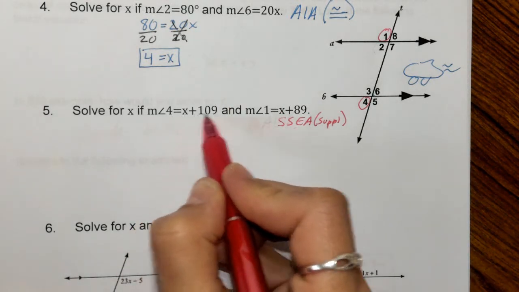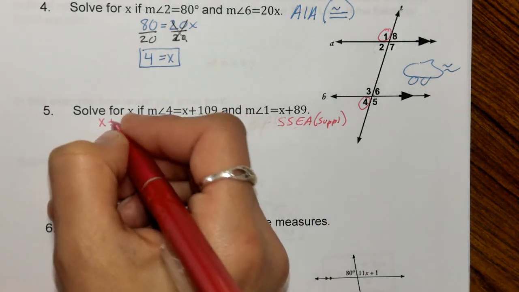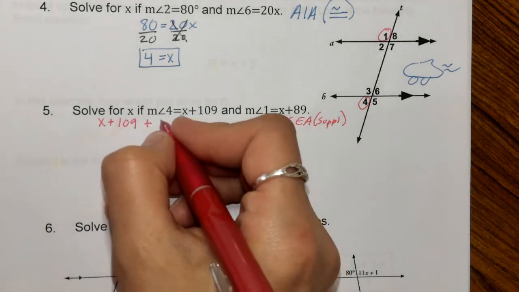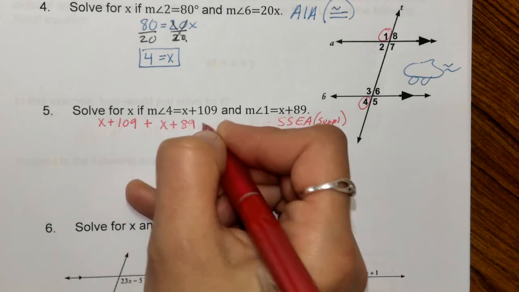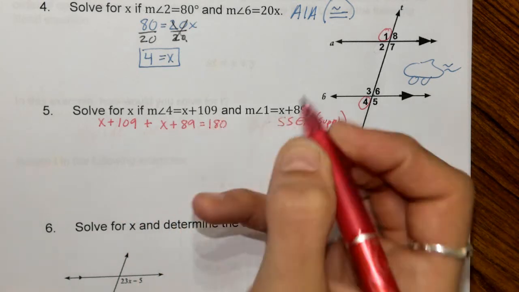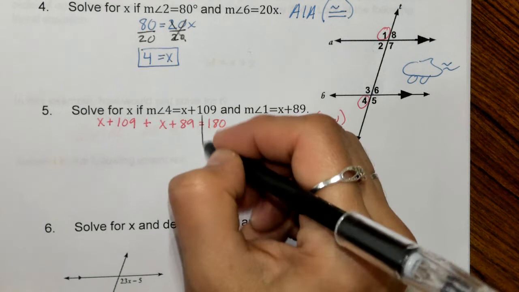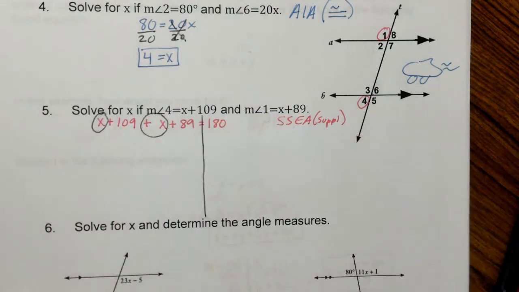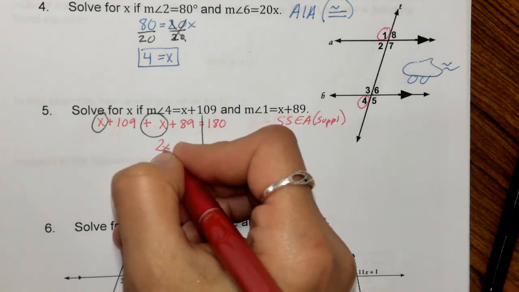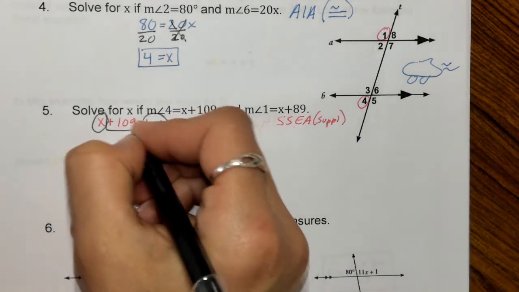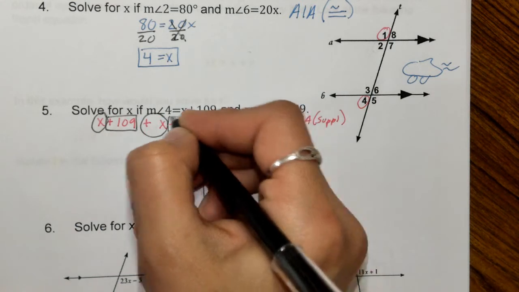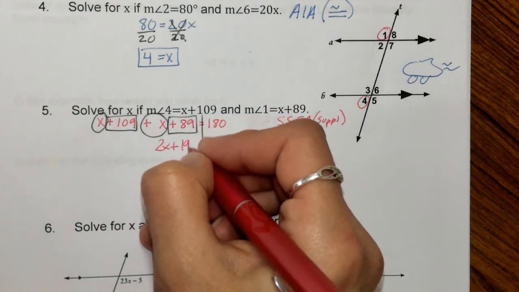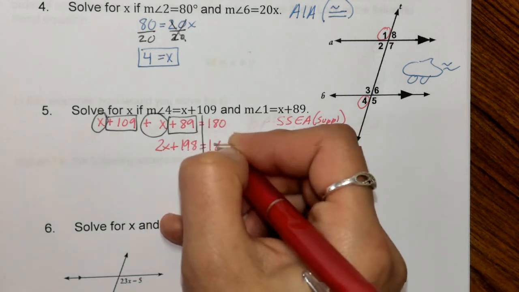So we have x plus 109 plus the other one, x plus 89, all equal to 180. Go ahead, combine our like terms. Here's a single positive x gives us 2x. We have a positive 109 and a positive 89. So this is going to give us a positive 198, all set equal to 180.